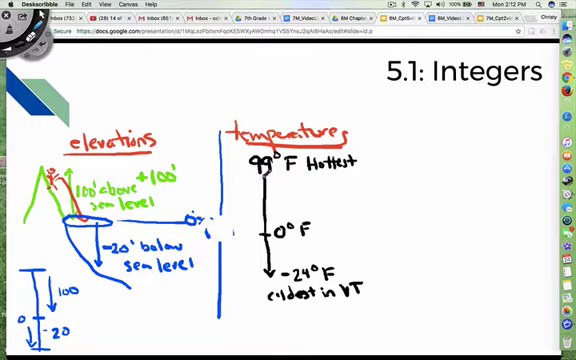Okay, so the span from here to here is the span of temperature, okay, and it goes below 0, and so it goes into the negatives.